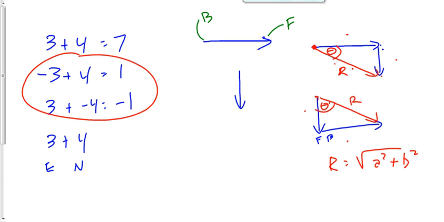Now, I'm going to use a trig function to calculate that value of theta. And normally, the trig function I'm going to use is the tan function, because I would normally have the value of the opposite side of the triangle and the adjacent side of the triangle.